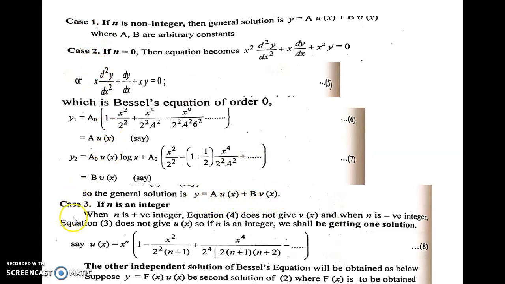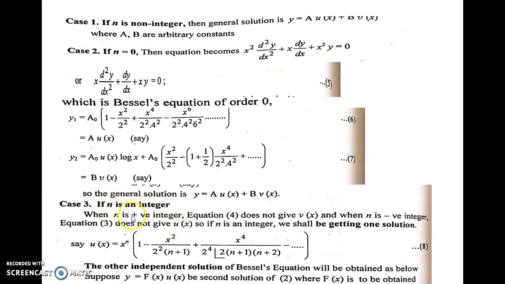Now what is case 3? Case 3 is that if n is an integer. Now we are discussing if n is an integer. We have done cases 3 and 4 in the Frobenius method where roots differ by an integer. There we took Hermite's differential equation and so on, and Bessel's equation of order 1 also we have discussed. But there some coefficients became indeterminate and some coefficients became infinite. But now we are discussing if n is an integer.